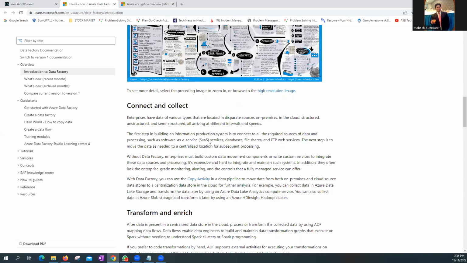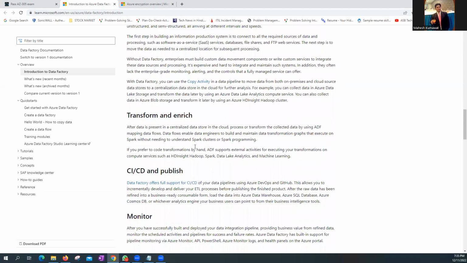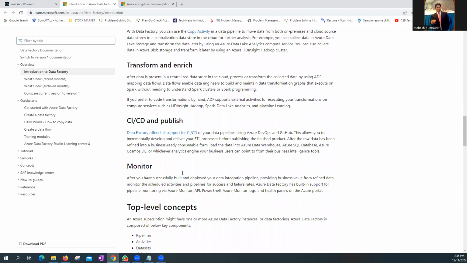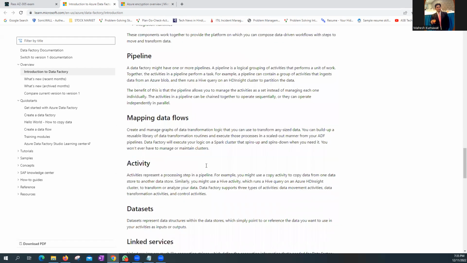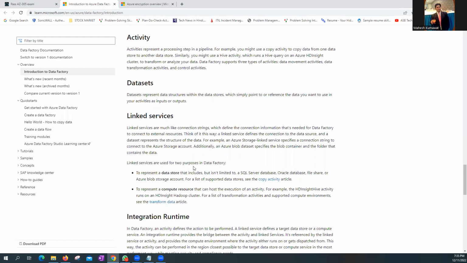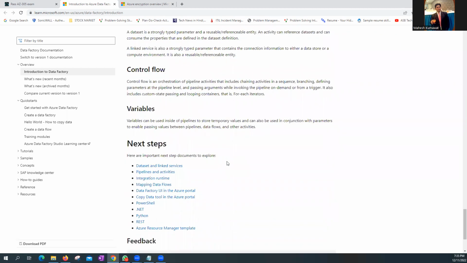Okay, connect and collect: you're going to connect databases and collect information, transformation and CI/CD, publish, monitoring, and top-level concepts like pipeline activities, and linking databases. And there are so many benefits you get from it running behind the scenes. But the person using it does not know the backend, what is going on, what the use cases are, why they are using it, where it is required, and why they are investing money in it.